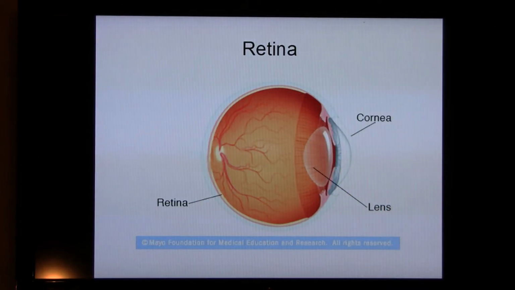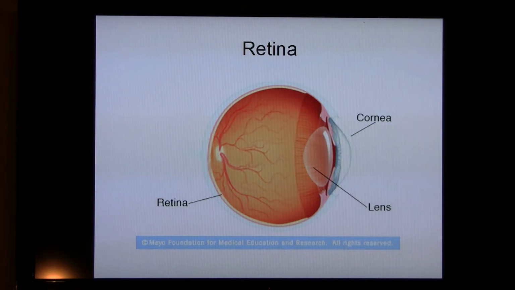And in the posterior chamber, there is the retina. It is the inner lining in the back chamber of the eye, which contains a layer of nerve cells that gives the eye sensitivity to light. It detects images focused by the cornea and the lens, and it is connected to the brain by the optic nerve. It is the most delicate.